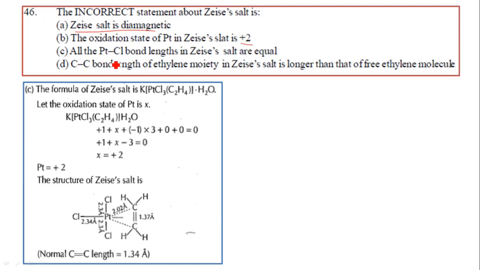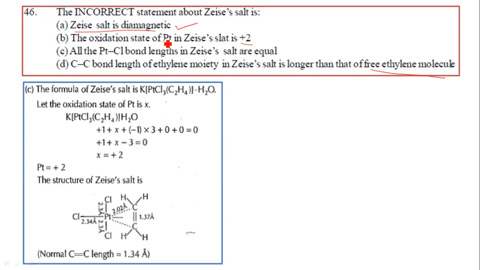All Pt-Cl bond lengths in Zeiss salt are equal. The C-C bond length of the ethylene moiety in Zeiss salt is longer than in the free ethylene molecule. We will see the options one by one. First, Zeiss salt is diamagnetic. Yes, Zeiss salt is diamagnetic, so it is a correct option.